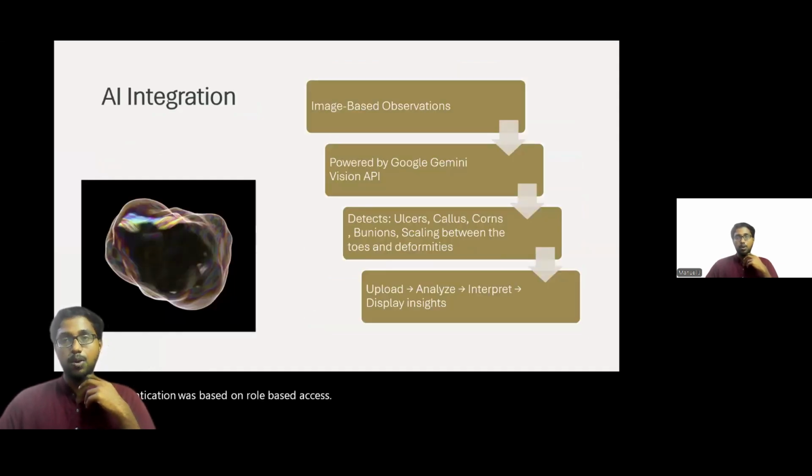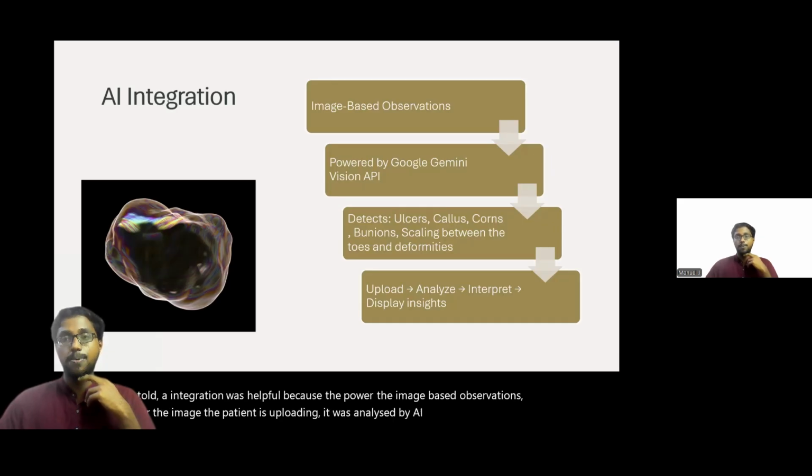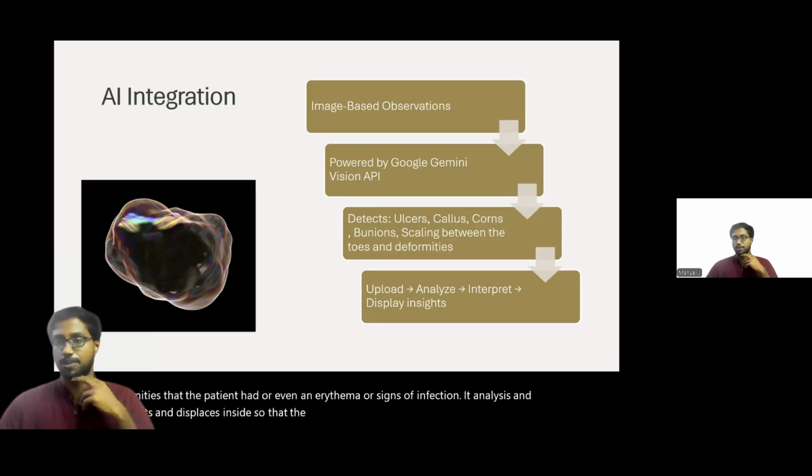The AI integration was helpful because the image-based observations, whatever image the patient uploads, are analyzed by AI. The Google Gemini Vision API detects ulcers, callus, corns, scaling between the toes, bunions, and all the deformities that the patient had, or even erythema or signs of infection. It analyzes, interprets, and displays its insights so that the clinician is alerted, and the patient is also alerted whether he or she should go and meet the clinician immediately.